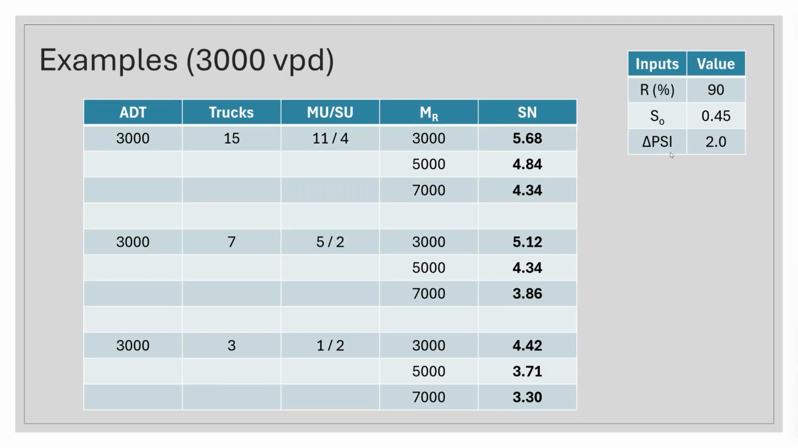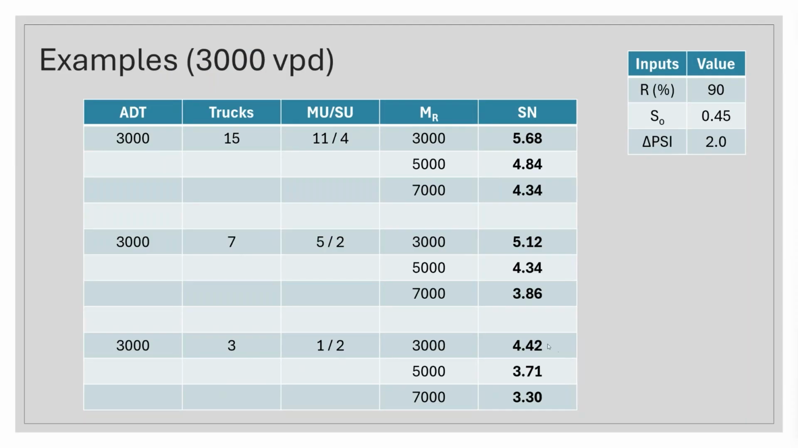So now if we do the same thing, but we have a smaller percentage of trucks. So now 3,000 ADT, but only 7% is trucks, 5 and 2 for the multi and single unit. I get for the 3,000 resilient modulus, I get 5.12. For a middle type of soil, I get 4.34. And for a good soil, 3.86. So the better my subgrade soil is supporting, the less structure I have to have provided from the pavement for given traffic conditions. And then this last one, there's only 3% trucks.